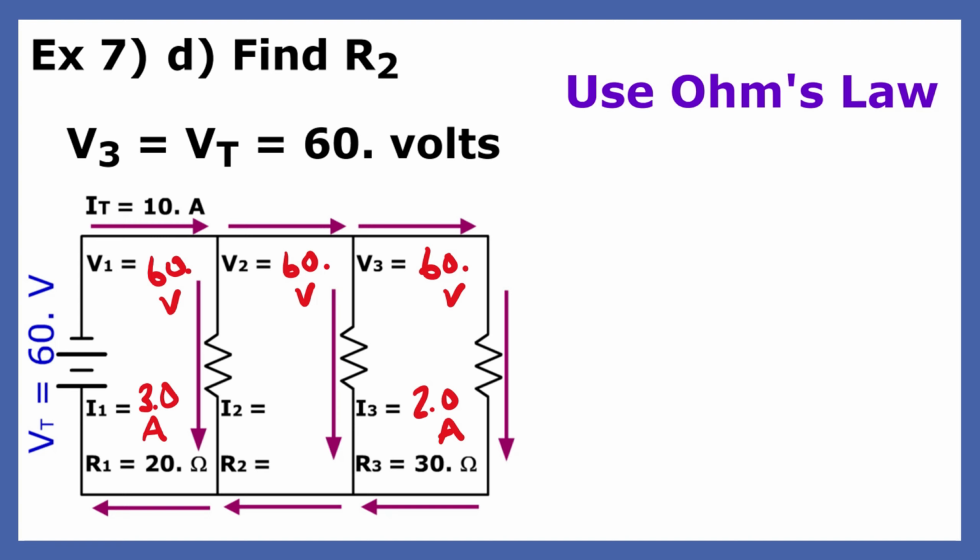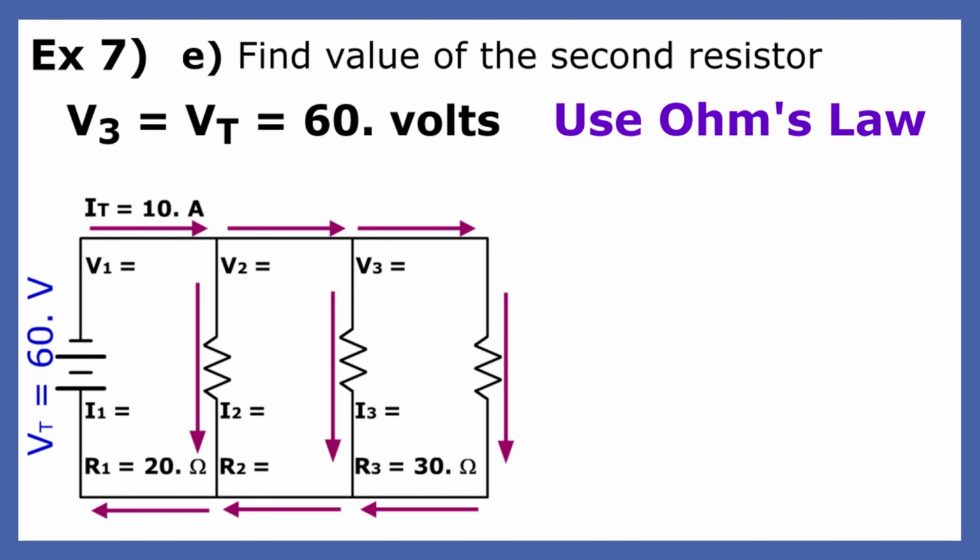Before we find resistance R2, we must find the second current called I2. Since we know the total current is 10 amps and the currents in the first and third resistor add up to 5, the current I2 must be equal to 5 amps.